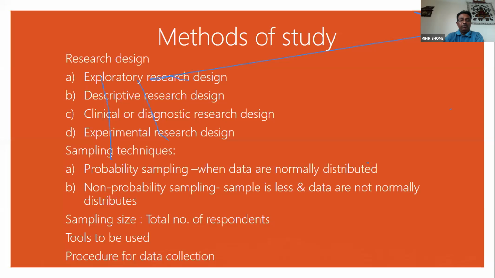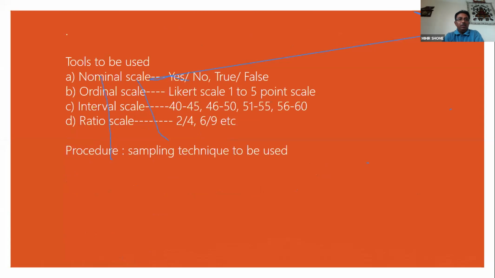There are different tools or techniques that are used by the researcher. Procedure for data collection: what methods the researcher should adopt to collect the data. That's the process. Now, tools to be used.